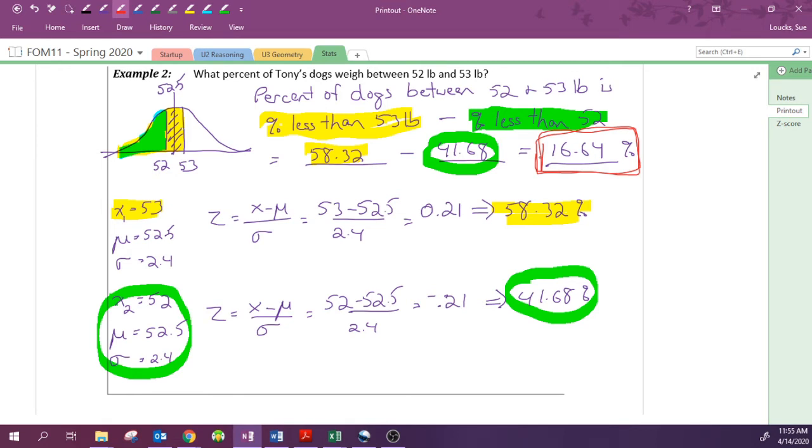Let's do example 3, which is even more complicated. Surprise, surprise.